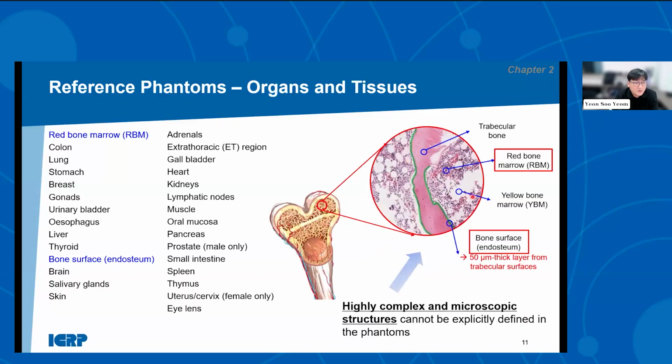So as you can see in this picture, the red bone marrow and the bone surface are distributed within the skeleton as a highly complex and microscopic structure. So it is easy to imagine that such complex and microscopic skeletal tissues are hardly identified from the original CT images used for phantom construction. So it was technically impossible to exactly define this skeletal tissue in the phantom.